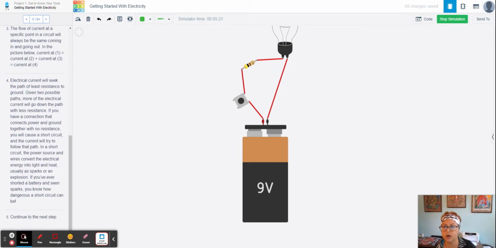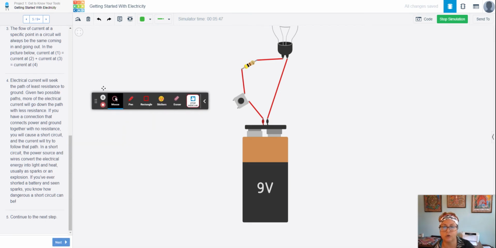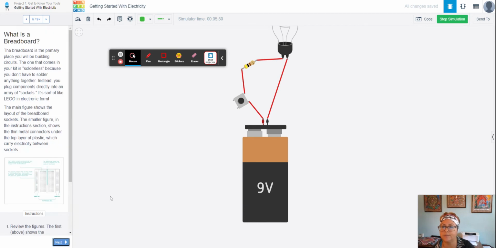You want to make sure that, so for example, you don't want to have a short circuit. Short circuits happen because the power source and the wires convert the electrical energy to heat, which is normal. And usually sparks can cause an explosion. So if you've ever shorted out a battery and seen sparks, you know exactly why that is, because there's no resistance, okay? That's why we have a resistor here. If we don't have a resistor here, it explodes, okay, or makes a fire or sparks or something like that, okay? Next thing, what's a breadboard?